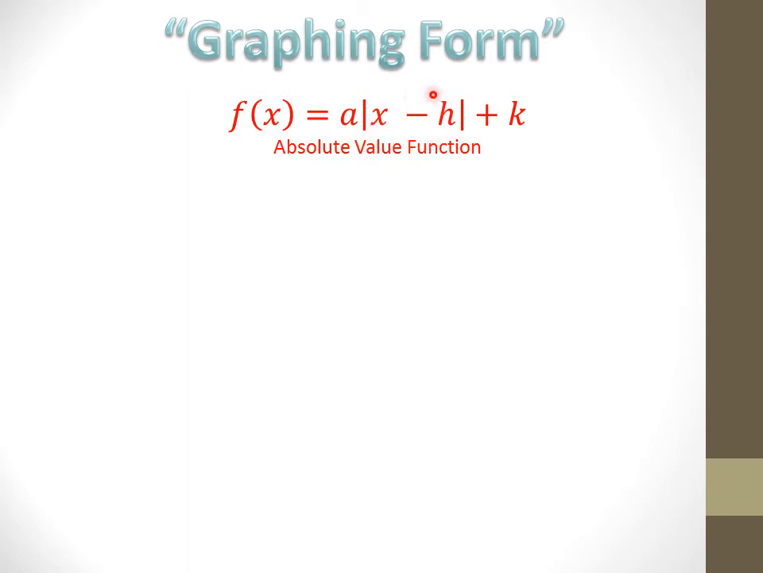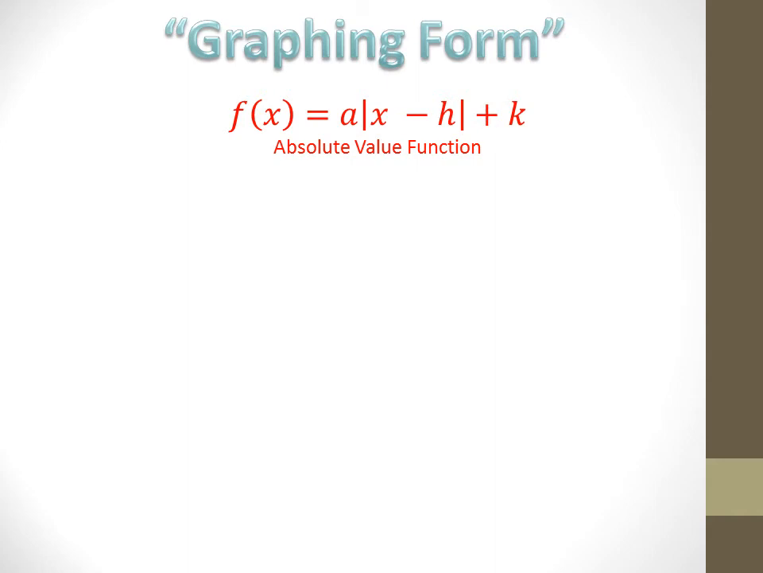Now, these rules actually apply to every function in math. This is called the graphing form of every function. We talked about absolute value functions before. This is the graphing form in an absolute value function, where a, the coefficient, tells us if there's a reflection across the x-axis. It also tells us if it's a vertical stretch, if you see a number in front. Remember the minus h part. That tells us if it shifts left or right by how many units. And that plus k tells us if it shifts up or down. If k is positive, it's up. If k is negative, it's down.